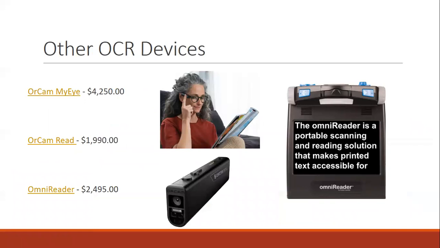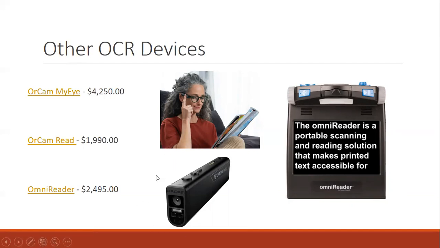And also there are OCR devices, and that stands for optical character recognition. And these devices can read out to you. So if there's text, it could be placed underneath one of these, or as this lady here has the OrCam device, which attaches to the side of glasses, and that can take a photograph of a document or piece of text and actually read that out loud to you.